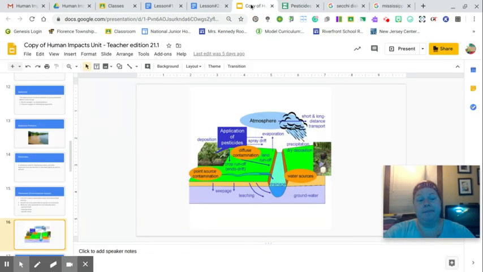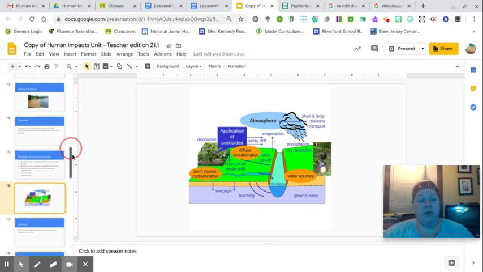And another thing that in the United States we're definitely trying to do is to limit the amount of pesticides that are being used and to make sure they're only targeting the organisms that we want them to. Okay?